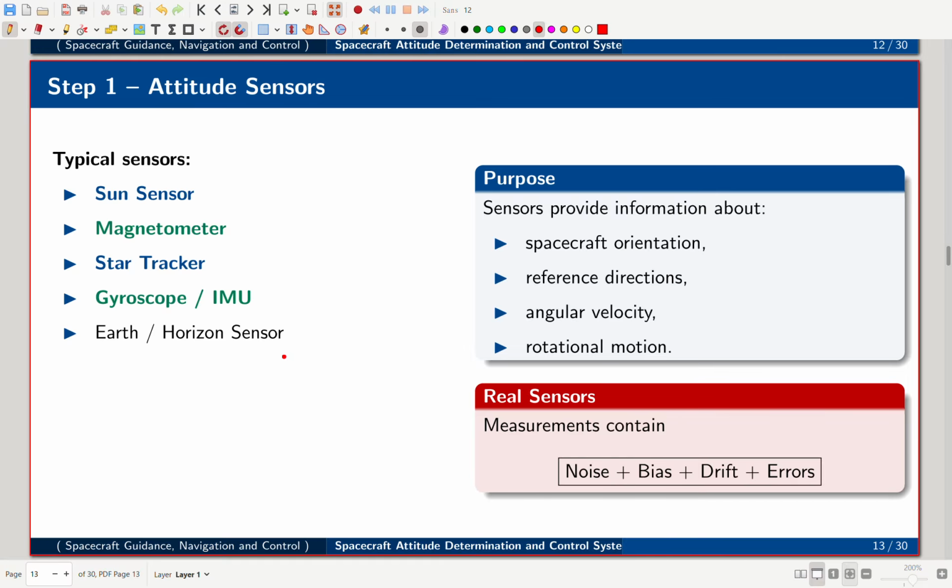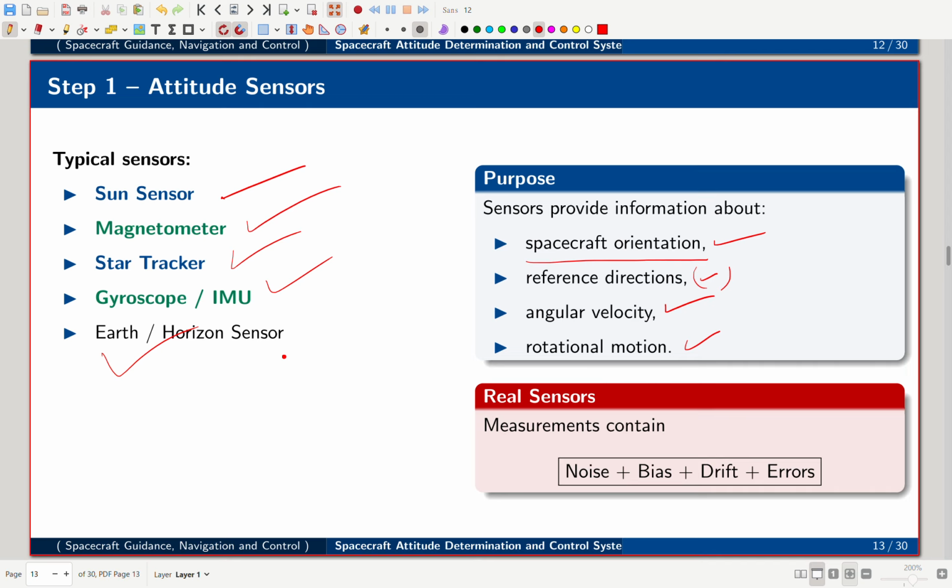For attitude sensors, typical sensors are the sun sensor, magnetometers, star trackers, gyro, IMU, and earth horizon sensor, because some sensor is needed, right? The purpose: sensors provide information about spacecraft orientation, because without knowing the orientation, how can we correct it? Reference direction is also important, and angular velocity and rotational motion data are needed for this.